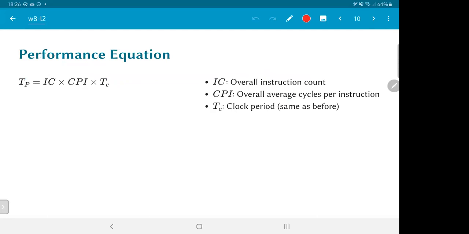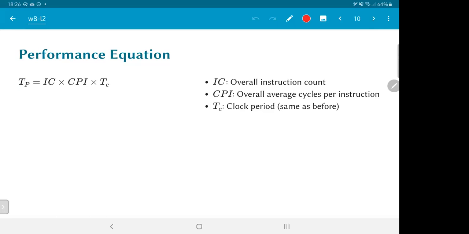So why is this CPI useful? Because what we can do now is to replace the NC in the performance equation with a combination of two different terms, the IC, which is the overall instruction count, and the CPI, which is the average cycles per instruction. What's the advantage of this? The IC, the instruction count, is program dependent. The CPI, the average cycles per instruction, as we saw, is a combination of the hardware implementation and the instruction mix that we are dealing with for the program.